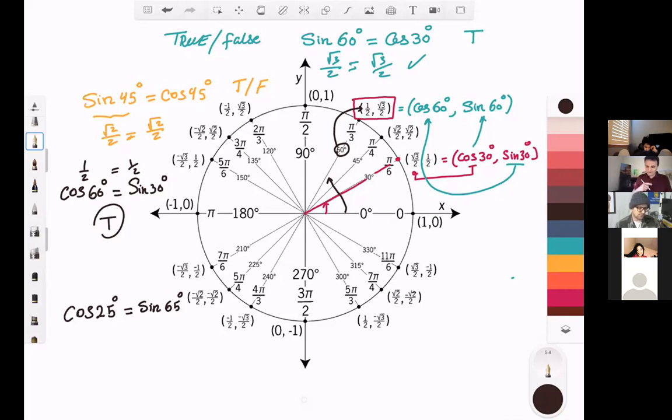So you got 5 off here, 5. So we are dealing with 25 degrees, correct? 25 degrees is an angle that you don't need to memorize and is not inside of this unit circle. Good. So what should we do? We use a calculator. Can you use the calculator to tell me if cosine of 25 and sine of 65 are equal?